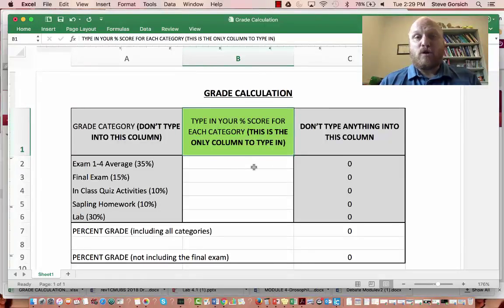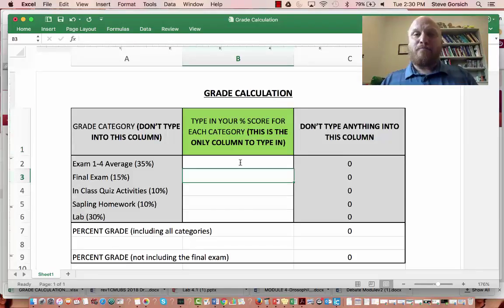In this podcast, we're going to talk about how to calculate your grade, where it currently stands in the semester. This spreadsheet can be found on Blackboard. Okay, so let's go ahead and put some sample numbers in here and see how this spreadsheet works.